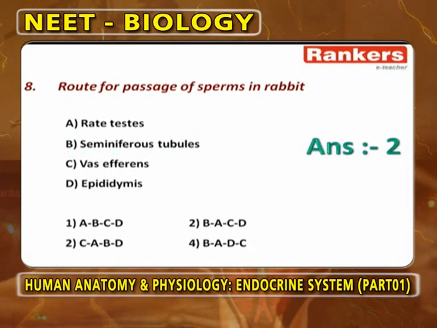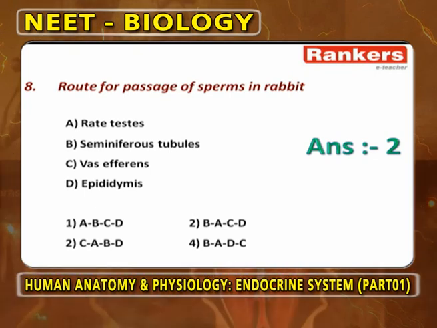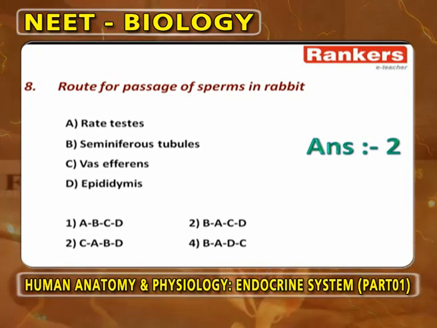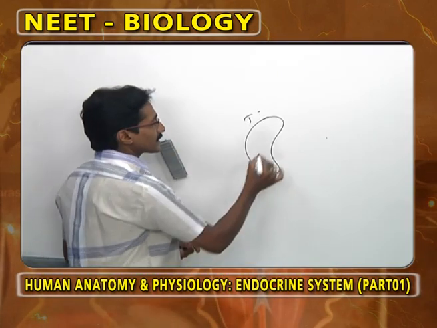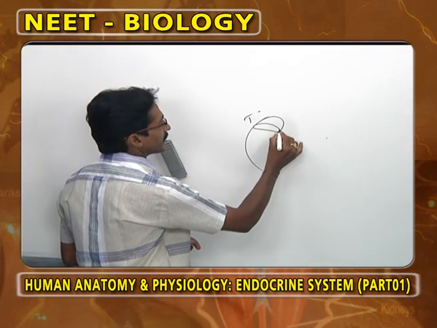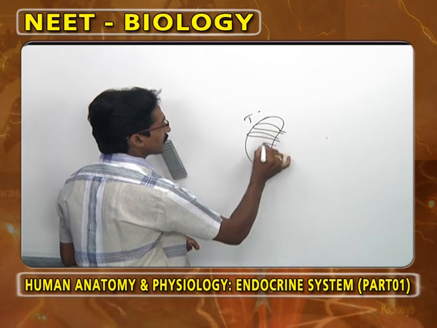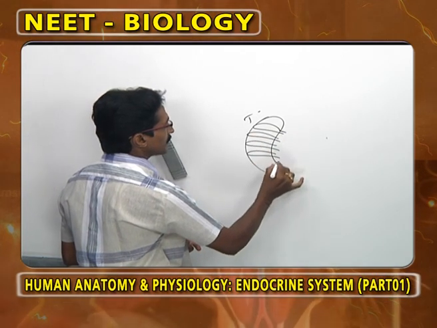Route for passage of sperms in rabbit: rete testis, seminiferous tubules, vasa efferentia, epididymis. Now, this question is repeated many times in the main EAMCET examination. What is the passage of sperms? This one we call the testes. Inside the testes, what are present? Seminiferous tubules. Now, you observe the diagram.